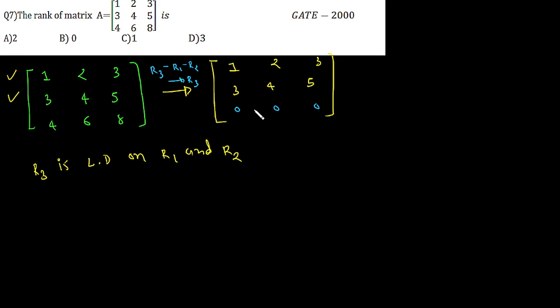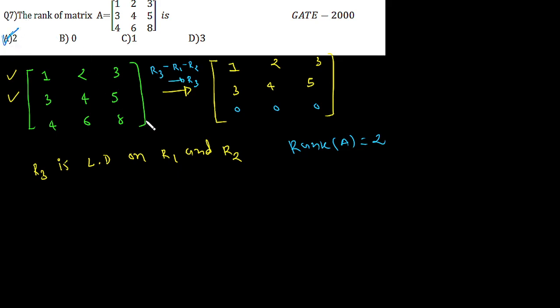Now one can easily say that the rank of this matrix A will be 2, which is also the number of non-zero rows. We can further reduce the second row by multiplying by minus 3 in the first row and adding to the second. But we do not need to do it here because we are only interested in finding the rank. So we got the rank of this matrix as 2. So option A is the correct answer for this question.